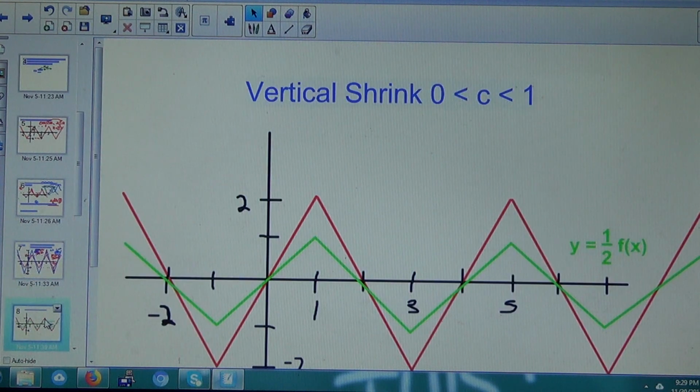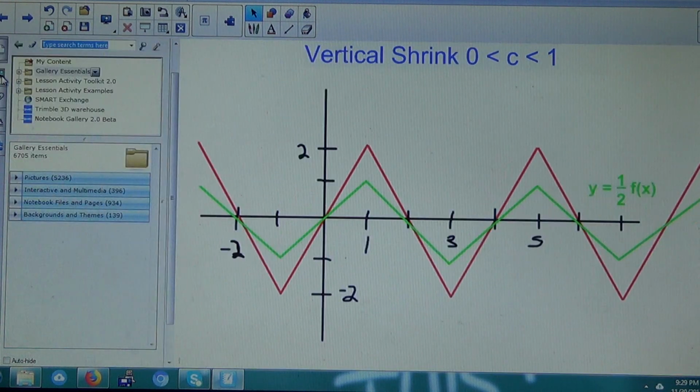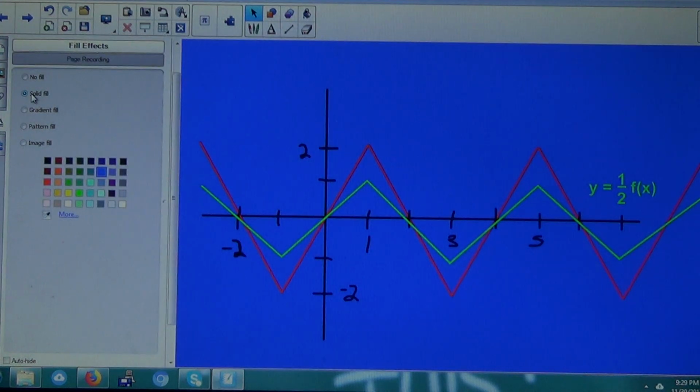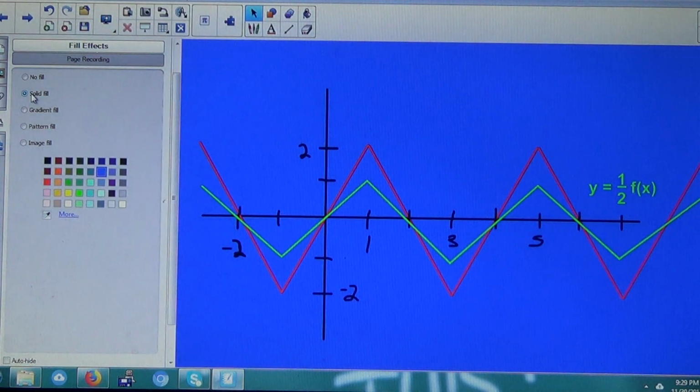Now, this might be a little hard for some of you to see, so maybe I'll change the background color for you. Solid fill. Can we see that?